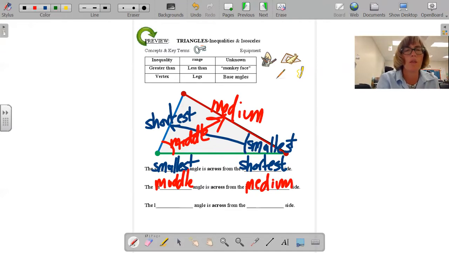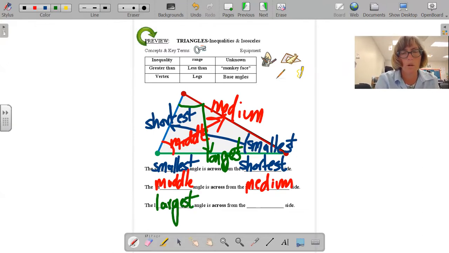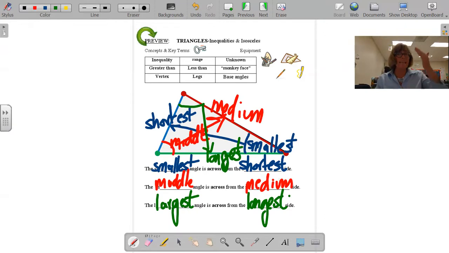And of course, the largest angle is across the longest side. Largest, longest. Largest, longest. So the larger the angle, the longer the side it is opposite of.